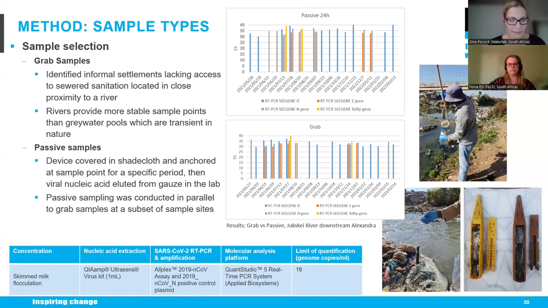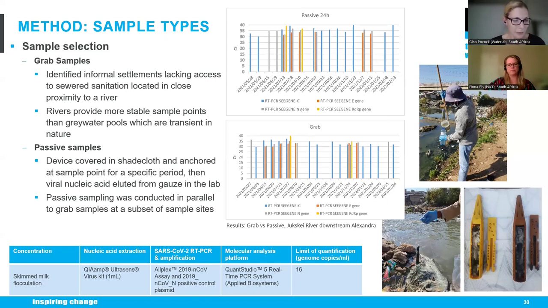Our passive samplers were 3D printed devices. There's plastic samplers on the bottom right. We packed them with gauze and then we covered them in shade cloth just to prevent fouling. And we anchored these in the river for a period of time. We tried both 24 and 48 hours. Both had good results. The 48 hours was specifically useful in high dilution periods like after rainfall. We eluted the virus from the gauze in the lab.